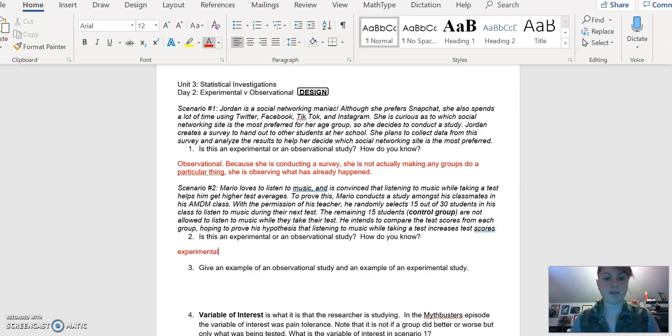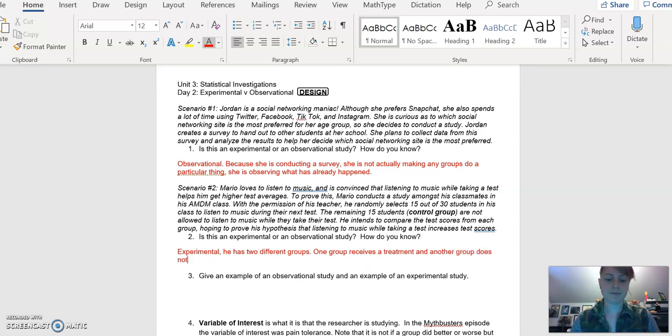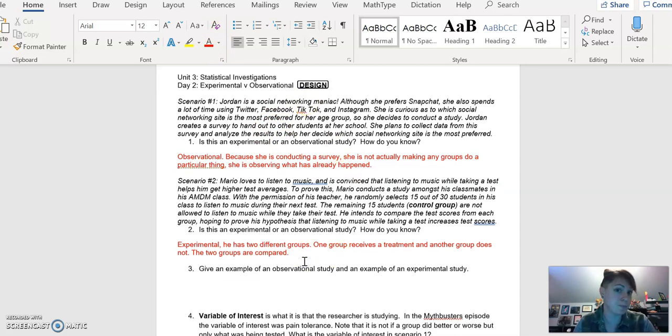Well, you know that this is going to be experimental. How do you know? He has two different groups. One group receives a treatment, and another group does not. The two groups are compared. So you can still compare groups in an observational study. Like you could compare what the men said to what the women said, but you're not forcing one gender to do something and one gender to do the other, unless you're doing that in experimental and you're studying it there.